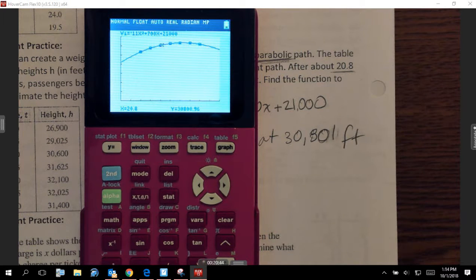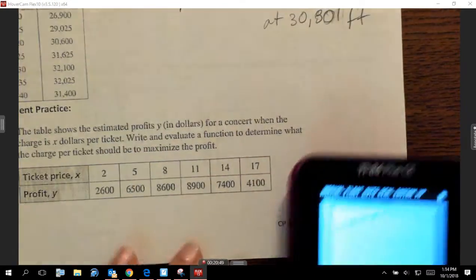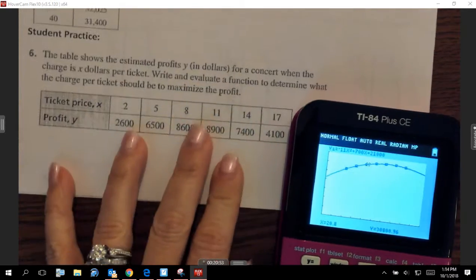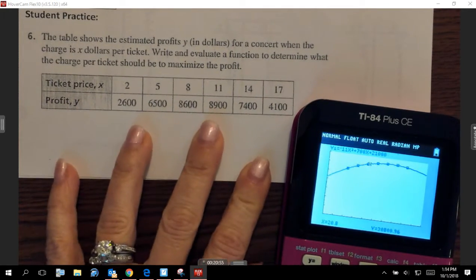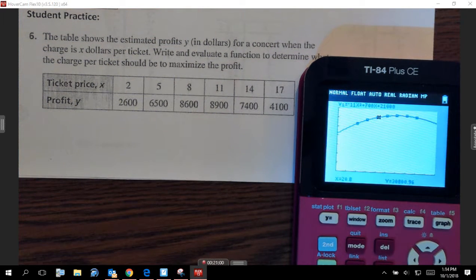Okay. Let's try another one. Please stop me and ask me a question if you're having errors on your calculator, especially if people next to you are saying, I don't know what's wrong here. Stop me if you need help.